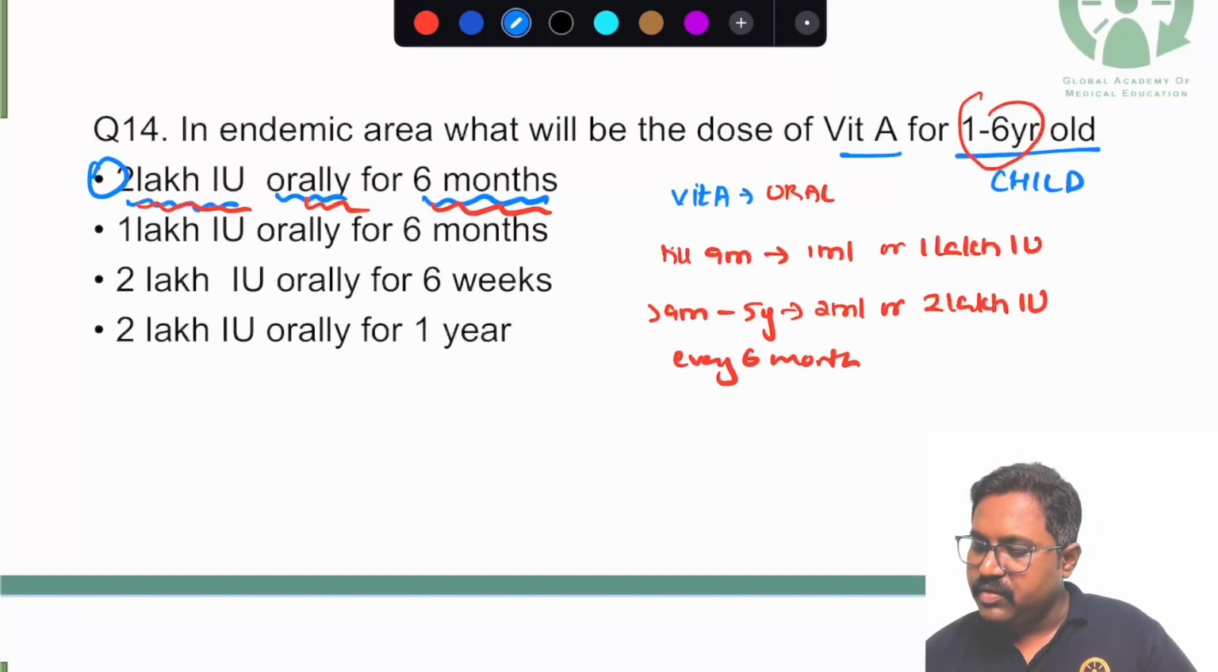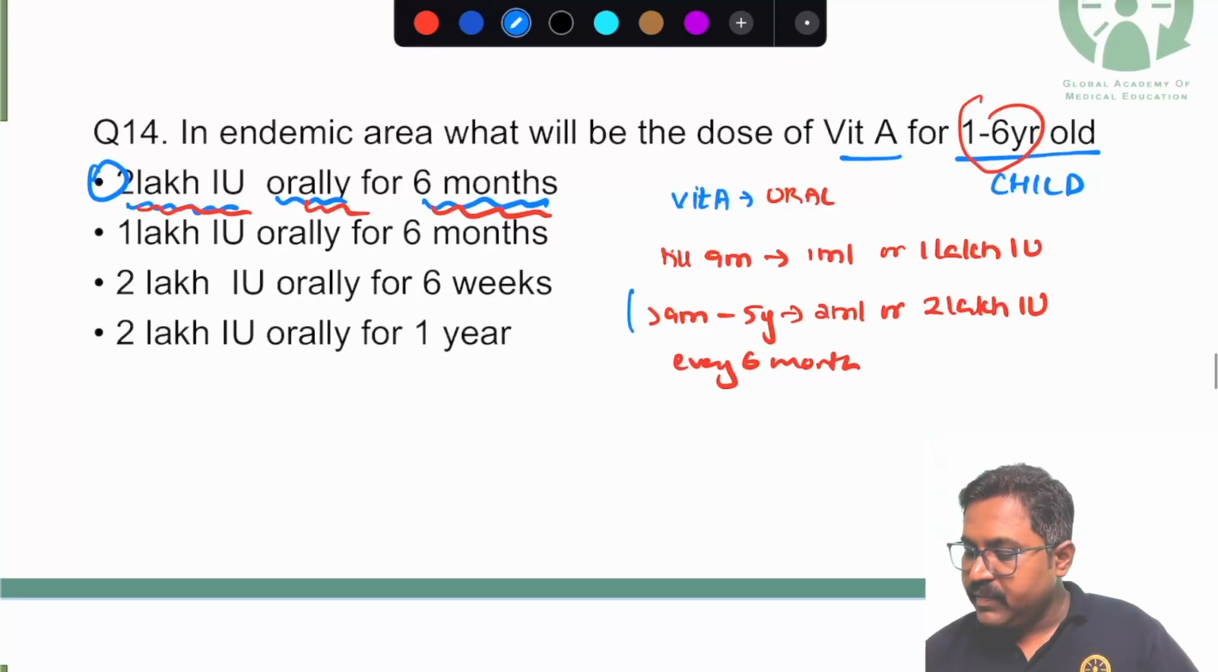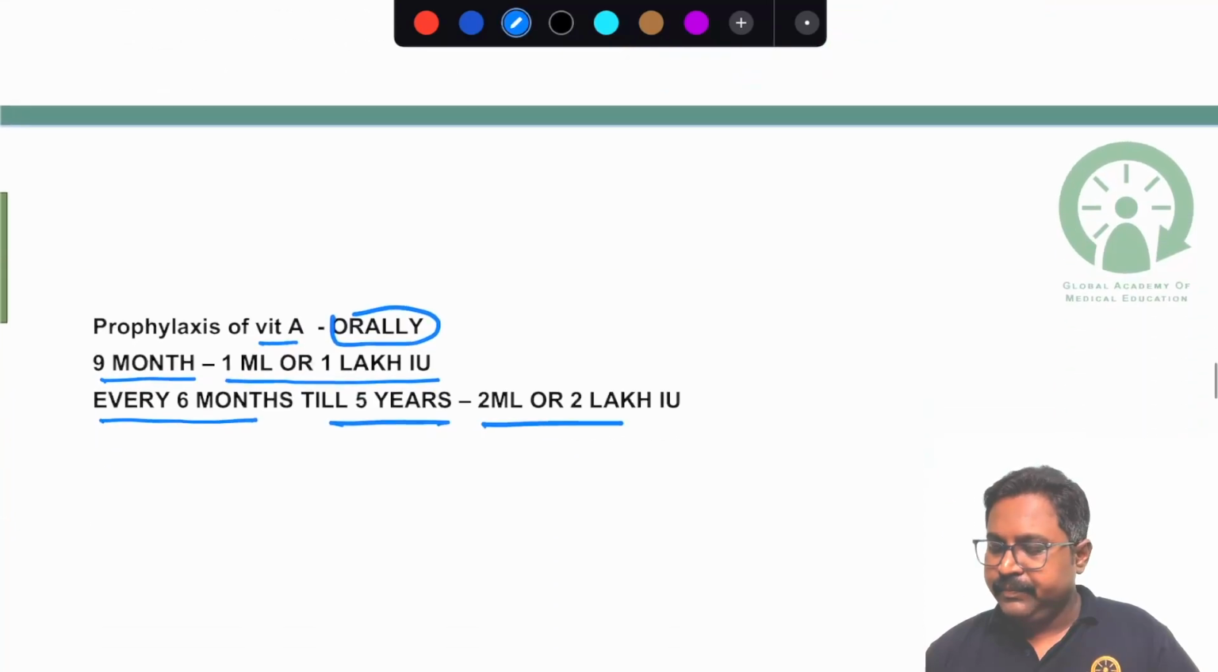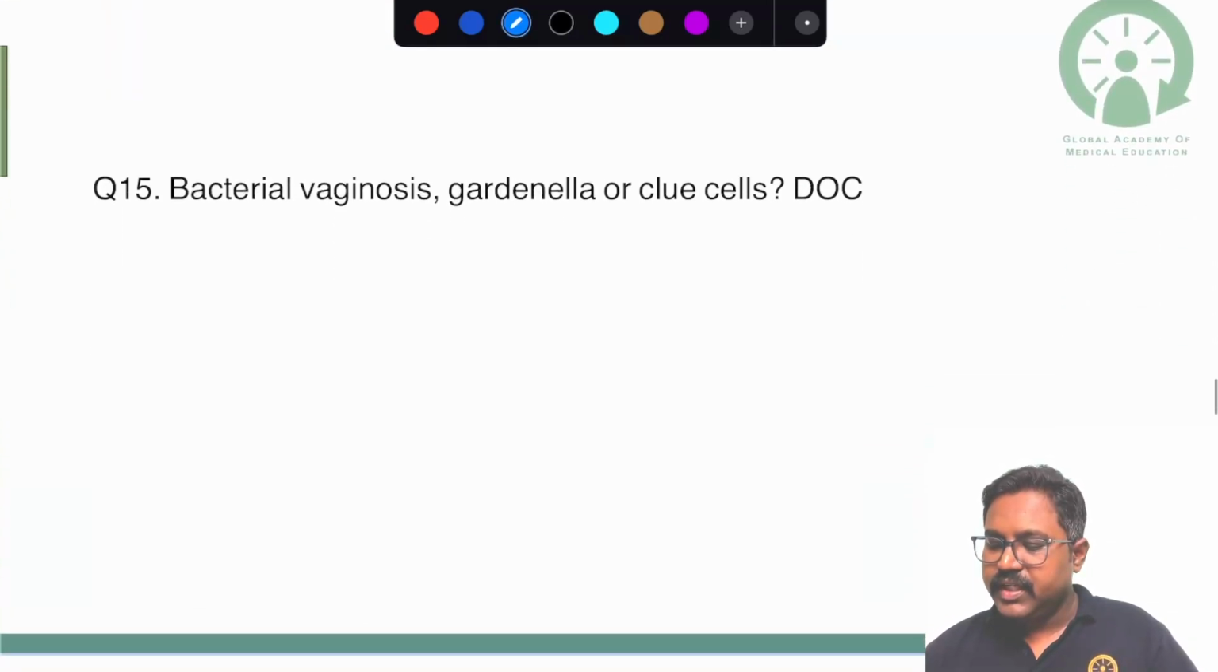This is the funda to remember. For age more than 9 months till 5 years, the administration through the oral route will be every 6 months. Is that right? Okay, we'll move on to the next question.